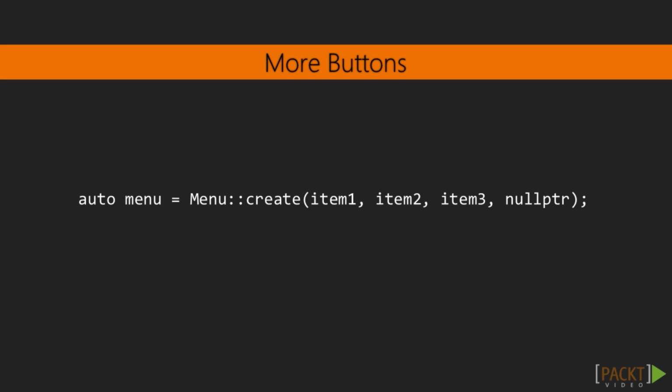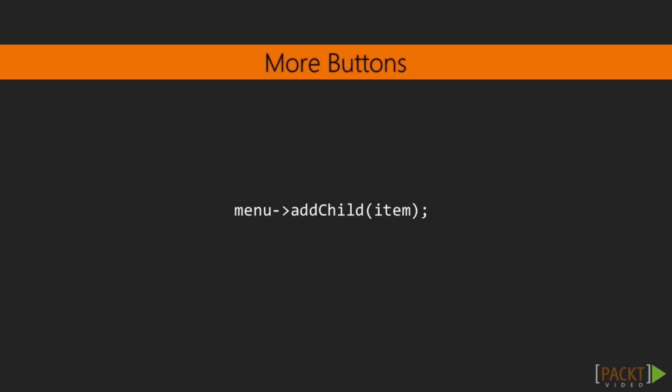This time, we created only one button in the menu, but we can add more buttons in the menu. To do so, we can enumerate several items in the menu create method, and specify a null pointer at the end. To add multiple buttons in the menu, we can use this code. In addition, it is possible to add an item by using the addChild method of the menu instance.